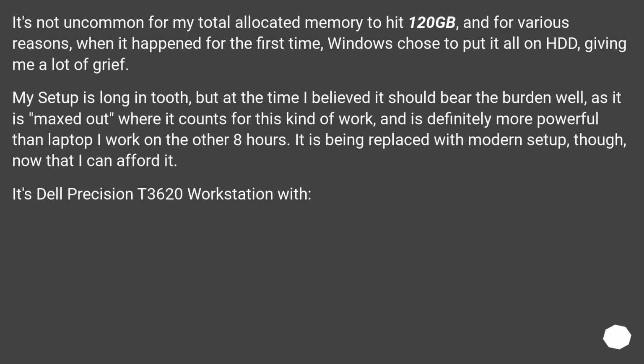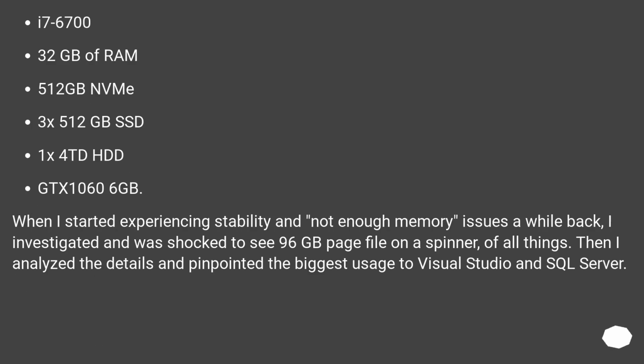My setup is long in the tooth, but at the time I believed it should bear the burden well, as it is maxed out where it counts for this kind of work, and is definitely more powerful than the laptop I work on the other 8 hours. It is being replaced with a modern setup, though, now that I can afford it. It's a Dell Precision T3620 workstation with i7 6700, 32 GB of RAM, 512 GB NVMe, 3x 512 GB SSD, 1x 4 TB HDD, GTX 1060 6GB.